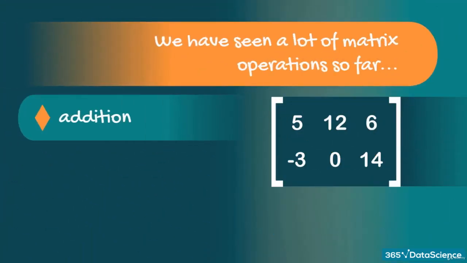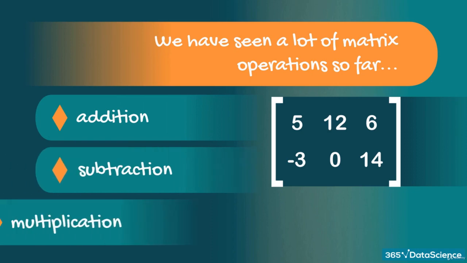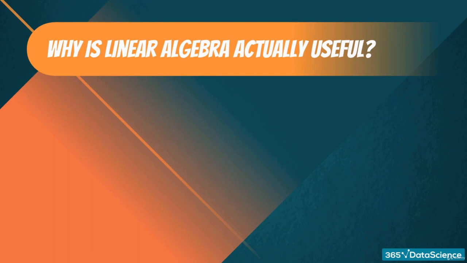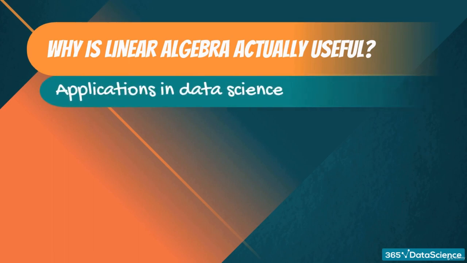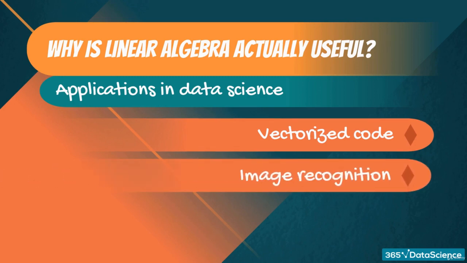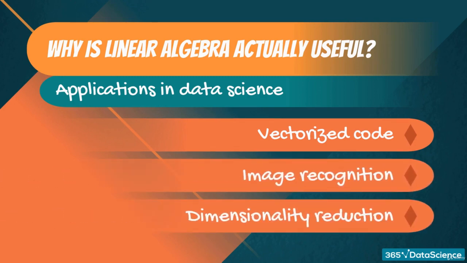We've seen a lot of matrix operations so far, but the big question for most of you remains: why is linear algebra actually useful? There are very many applications of linear algebra. In data science, in particular, there are several of high importance, which we will explore and use later on. Some are easy to grasp, others not just yet. In this lesson, we will explore three of them: vectorizing code, also known as array programming, image recognition, and dimensionality reduction.